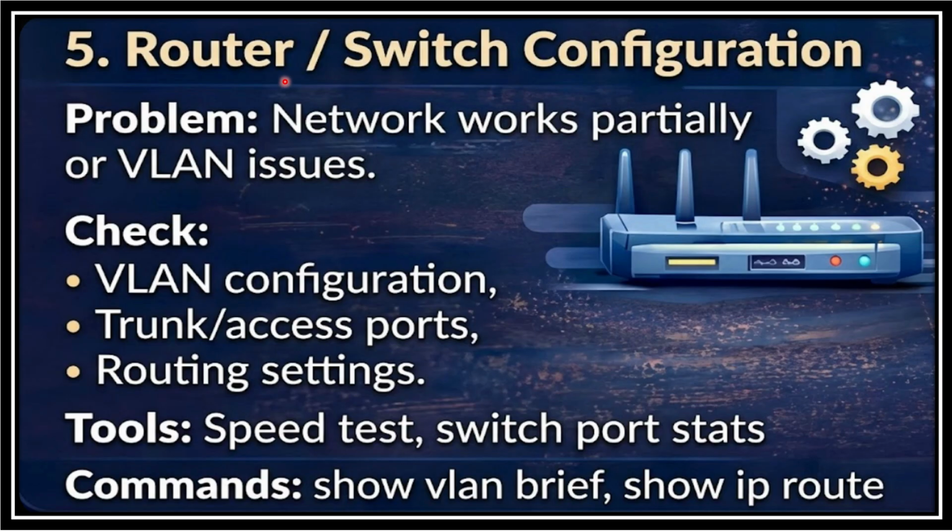Then the fifth one is router and switch configuration. The problem is like your network works partially or you have a VLAN issue. So you need to check the VLAN configuration in your switch. You need to check trunk or access ports in your switch, which one is trunk and which one is access. You also need to check routing settings. As a tool you can do a speed test. You can also check the switch port state. For that the commands are show vlan brief and show ip route. These are the commands which you can use on your switch and router level. Then you can troubleshoot this issue.